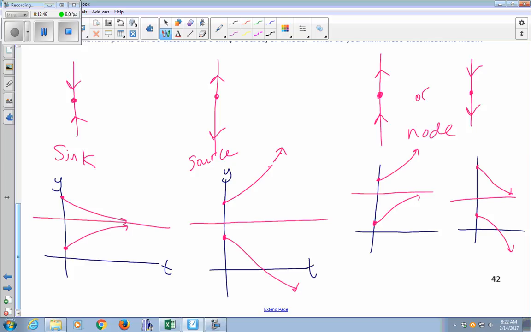All right, so this is a really useful tool, the phase line. It does only apply when you have an autonomous differential equation, which is one small subclass of differential equations, but it's useful nevertheless. So that's it for the demo.